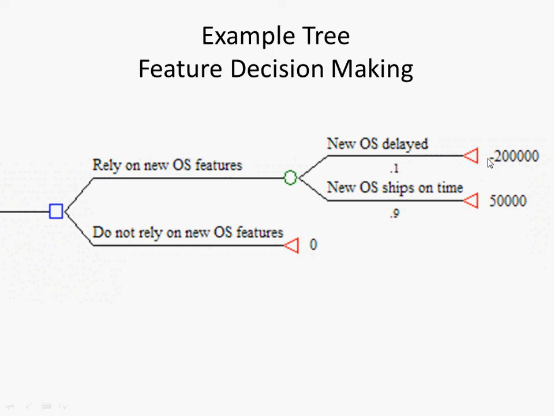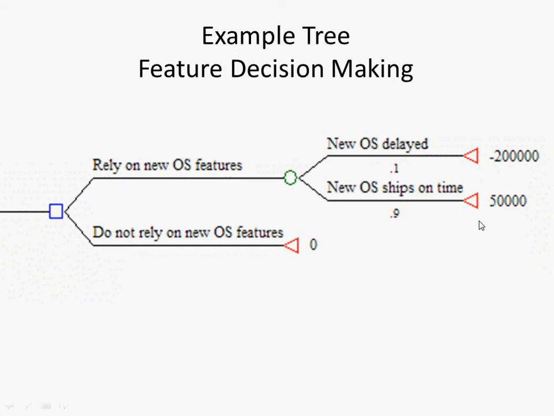lost $200,000 by making the choice to rely on the new OS and then it's been delayed. So it's in light of that series of things which played out, some under our control, some not, we've lost $200,000 compared to the baseline. Here, we've gained $50,000 because we've seen a certain set of decisions over time and events over time. So, we did decide to rely on it.